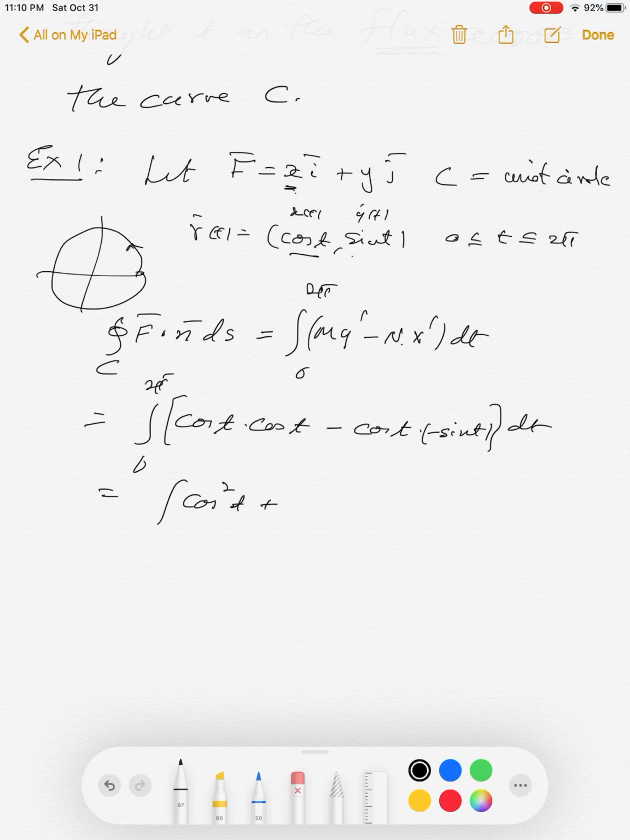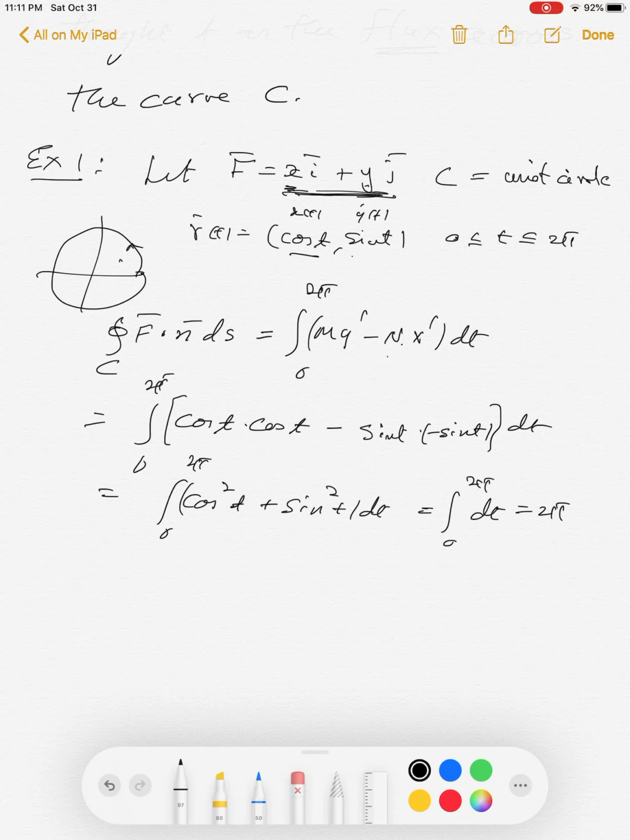So you see that this is going to be cos square t plus sin, cos square t plus, I made a mistake, isn't it? Because my n is y, which is sin t, so that's going to be sin t. So it's going to be cos square t plus sin square t dt, 0 to 2 pi, which is going to be the integral of 1, 0 to 2 pi, which is 2 pi.